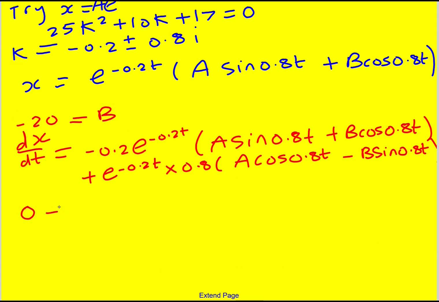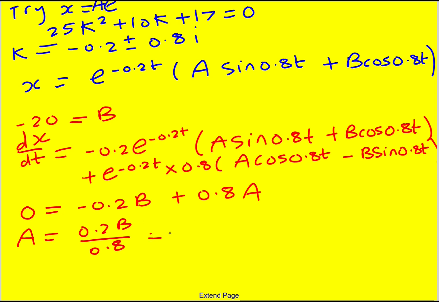So 0 is going to equal minus 0.2, and then remember the sine gives us 0, so it's going to be minus 0.2b, then plus 0.8 times a. And that means that b is going to equal 0.8. Wait, I've already got b. A is going to equal 0.2b divided by 0.8, and that's just b over 4, which is going to give us minus 5.